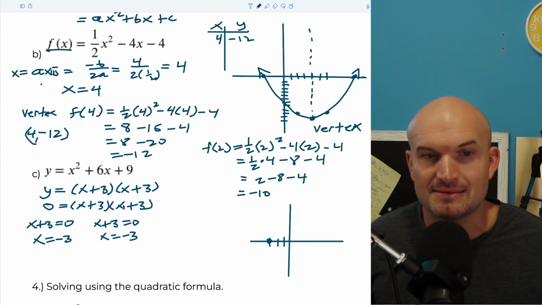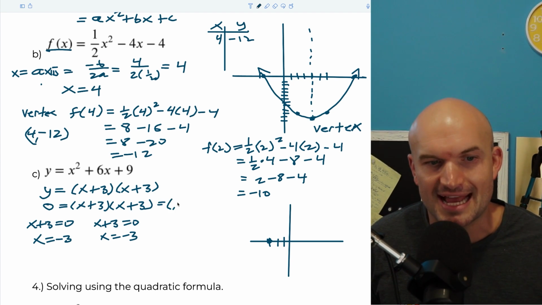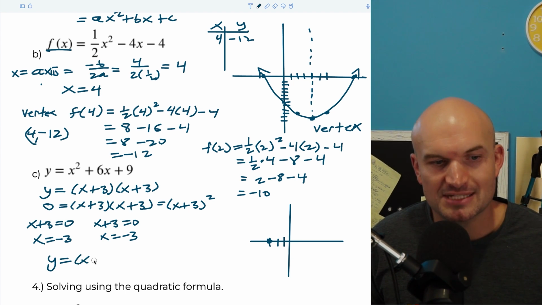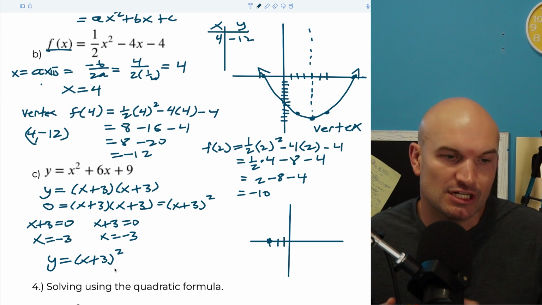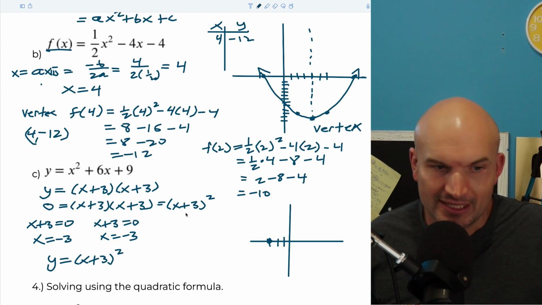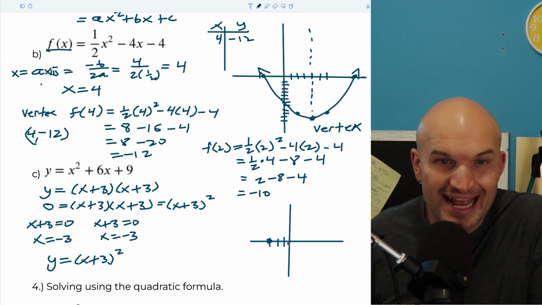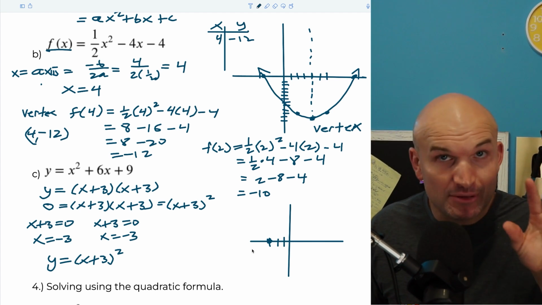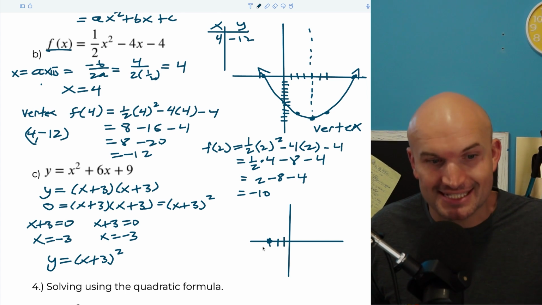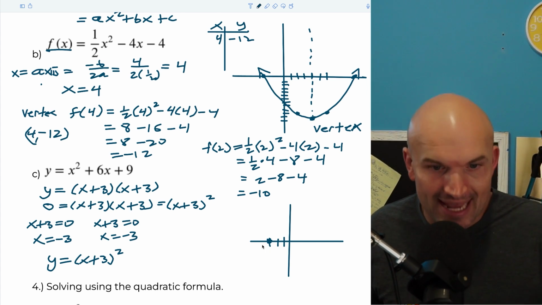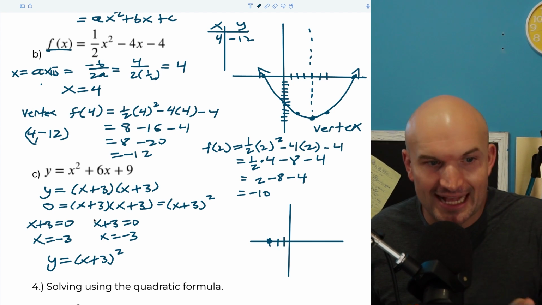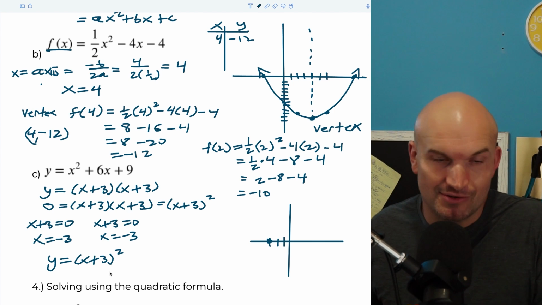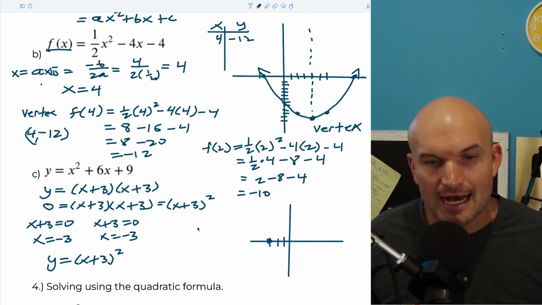Rather than writing x plus 3 times x plus 3, you can also rewrite this as x plus 3 quantity squared. So y is equal to x plus 3 quantity squared. That is actually going to be a preferred method of writing an equation like this. So you can see x plus 3 quantity squared has an x-intercept 3 units to the left. And that's going to be really important. That's going to come up a lot. So it's really important that you see that the x-intercept was negative 3, but the equation looks like x plus 3. Very, very important.